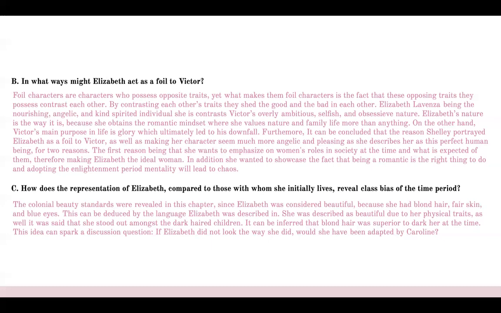This can be deduced by the language Elizabeth was described in. She was described as beautiful due to her physical traits, and it was said that she stood out amongst the dark-haired children, and it can be inferred that blonde hair was superior to dark hair at the time, and this idea can spark the question, like I previously mentioned, if Elizabeth did not look the way she did, would she have been adopted by Caroline?